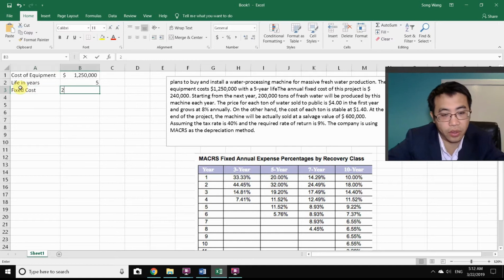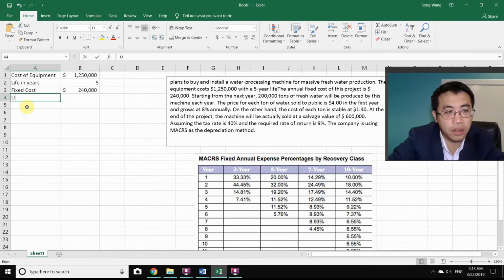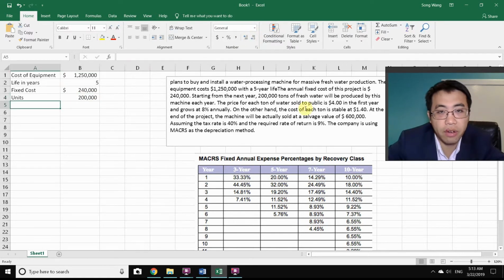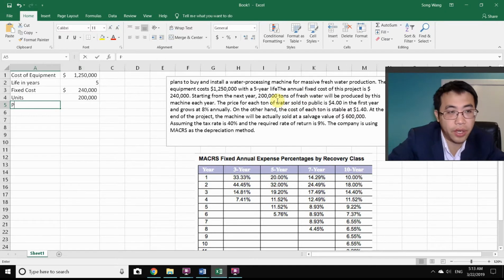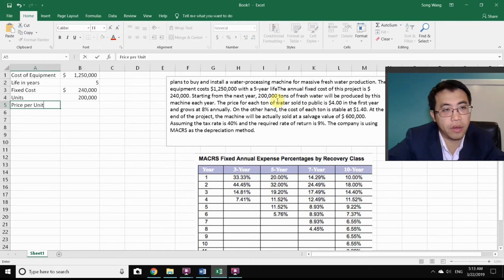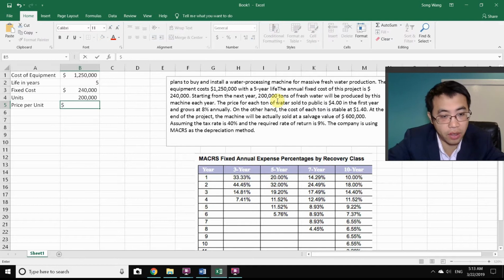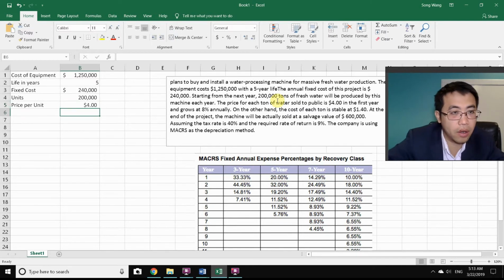and that is $140,000. And you also have units production, okay, units, and that is 200,000. Okay, and this number I want it to be comma. All right. And the next information here is price per unit. So that's $4. Okay, just be consistent with the format.